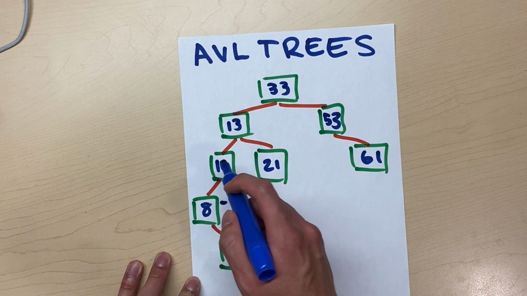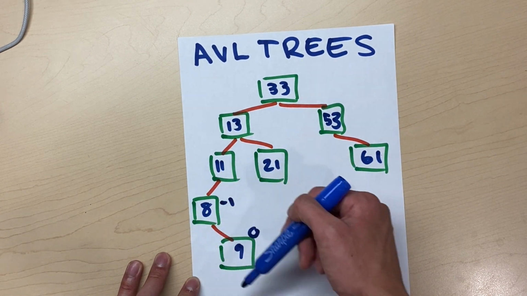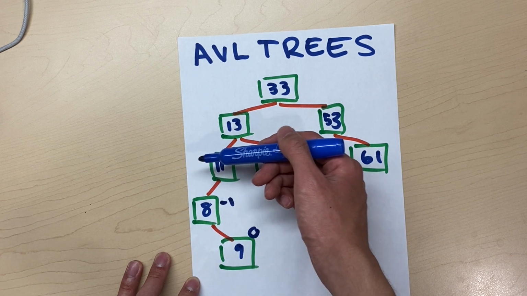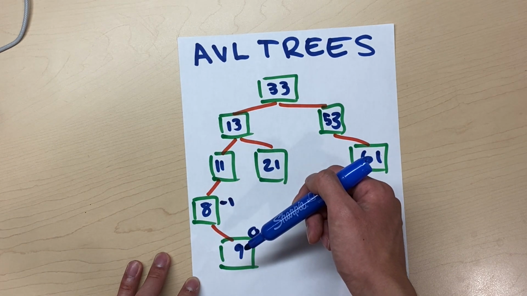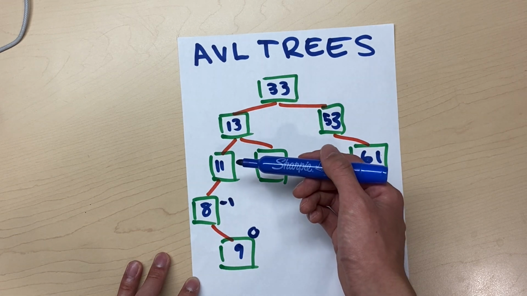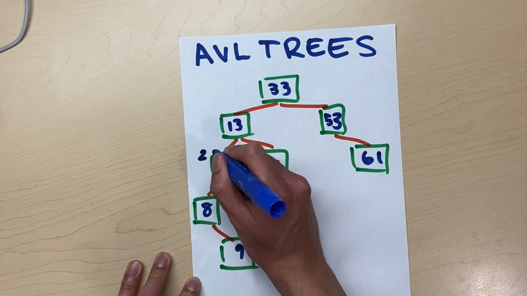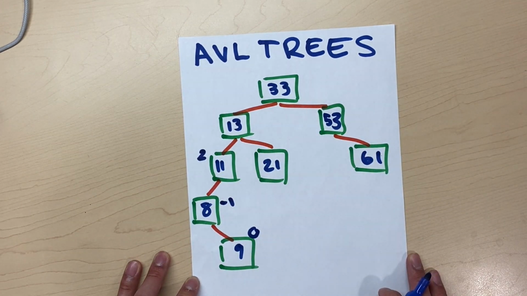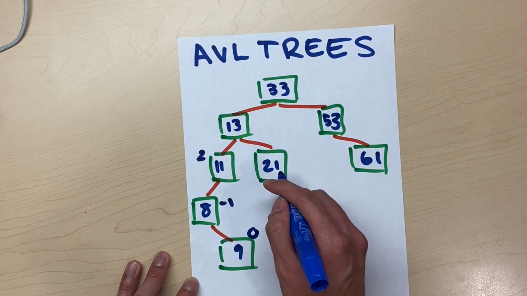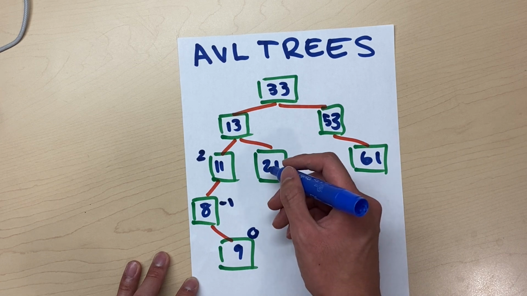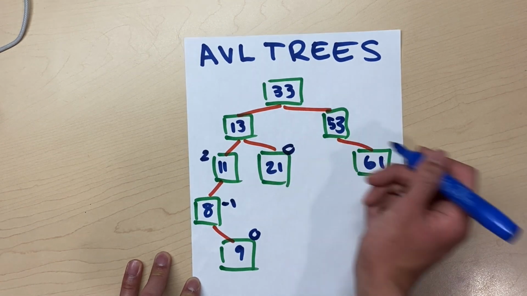11 over here, well, it has 2 items to the left of it, but we have nothing to the right of it. So this one has a balance factor of 2. 21 over here, nothing to the left, nothing to the right, so this one has a balance factor of 0.